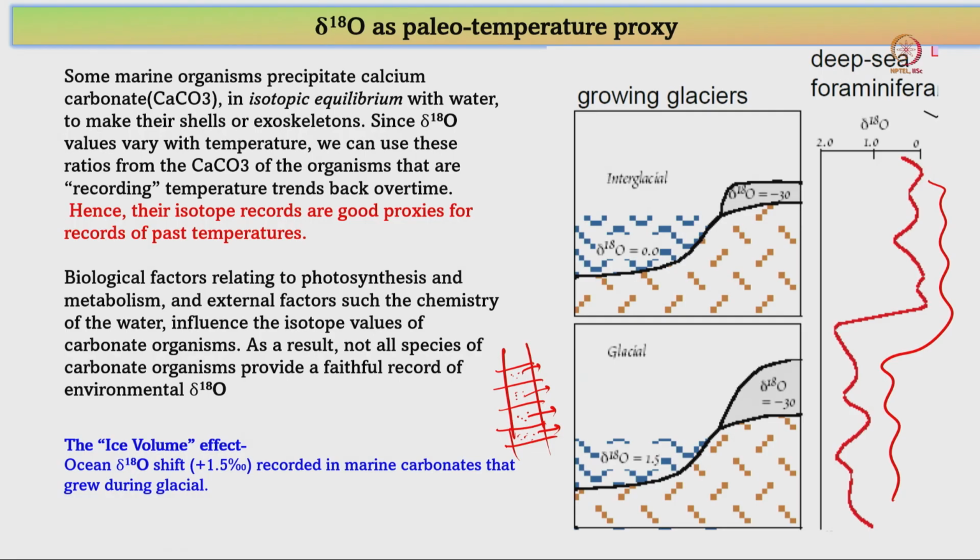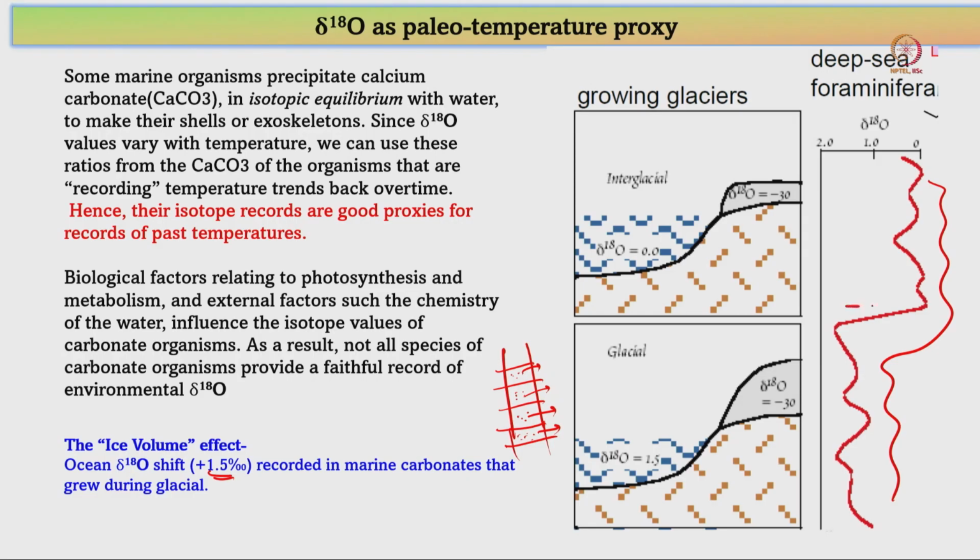And there is something called the ice volume effect. That means there is a slight shift, which is of course corrected, when we are recording the delta 18O from marine carbonates that grew during interglacial and glacial periods. So, given this correction, we are going to use it as a paleo-temperature proxy. So, this is called the ice volume effect, that whenever there is a shift in the delta 18O values, specifically in the carbonates we observe, we say this is because of the ice volume. This is called the ice volume effect.